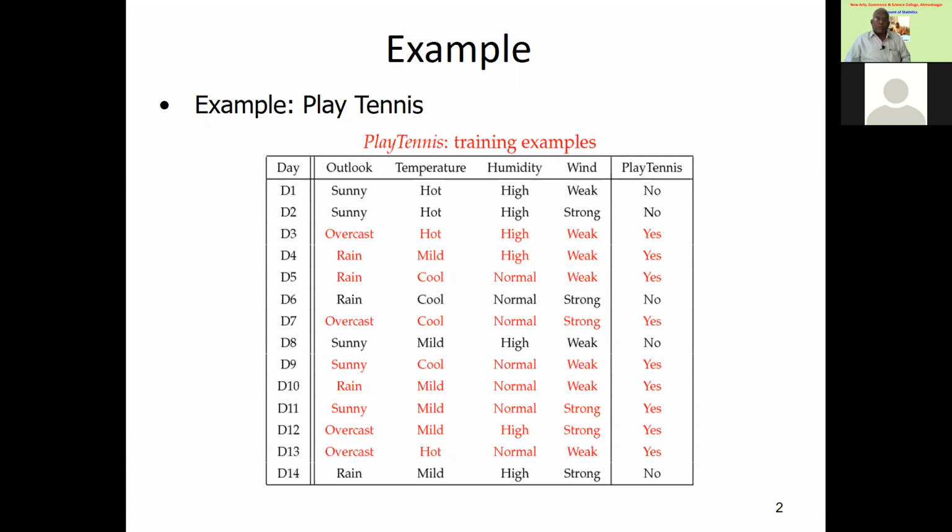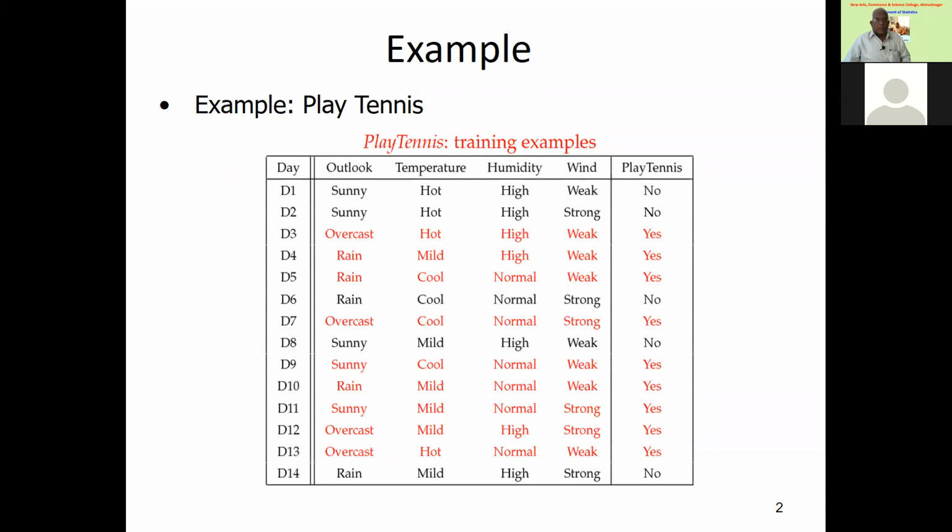D2 is a four-dimensional vector: sunny, hot, high, strong. It is again called the second instance. Likewise, there are third, fourth, and up to the 14th instances. In other words, you can say D1, D2, D14 are records, and outlook, temperature, humidity, wind are categories.